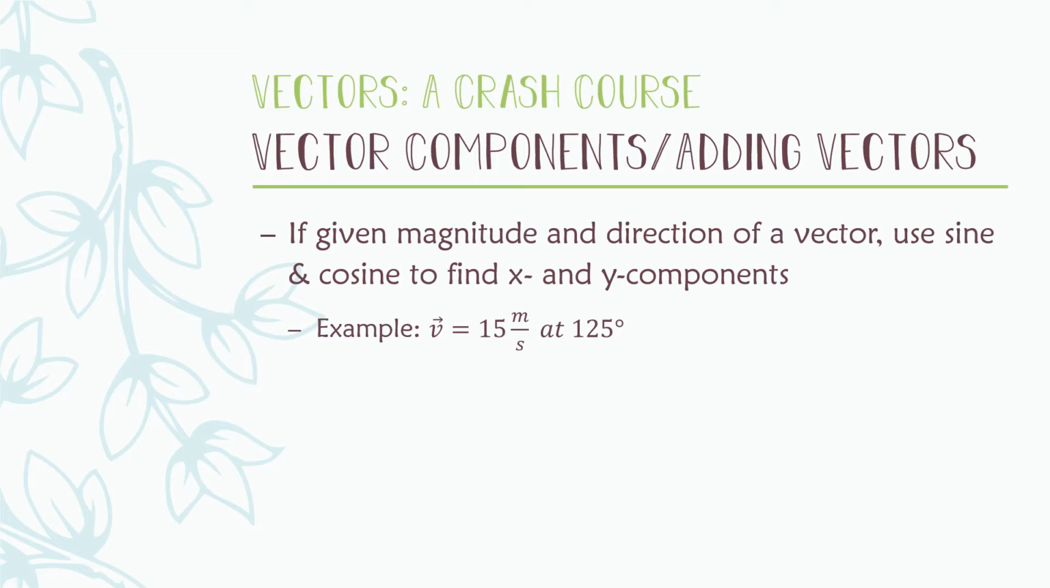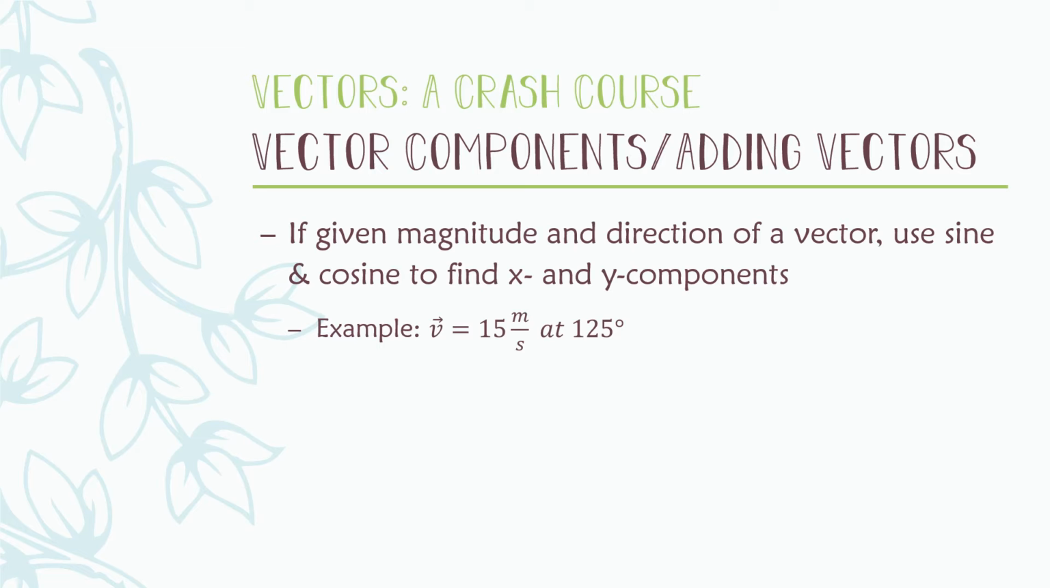For example, let's say that the problem tells you that an object's velocity is 15 meters per second at an angle of 125 degrees. That 125 degrees is, of course, measured in your standard way from the positive x-axis. And so to find the x, or the horizontal component, we want to use the cosine function. If I do 15 times the cosine of 125 degrees, I find that the x component of the velocity is negative 8.6 meters per second.